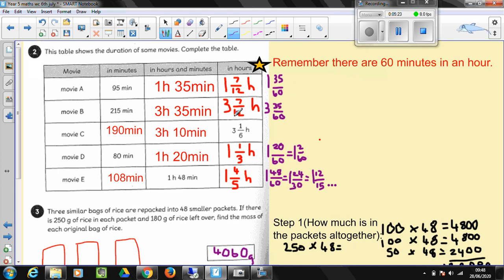Here are the fractions in their simplest form. Next to it, I've put some other equivalent fractions that you might have got if you haven't quite managed to simplify it all the way down.